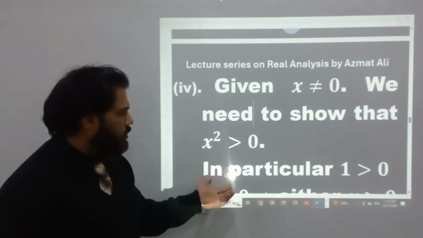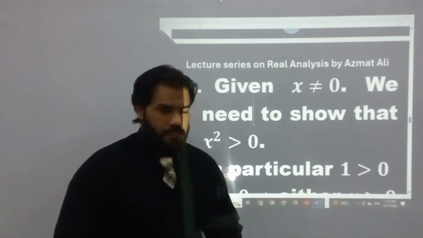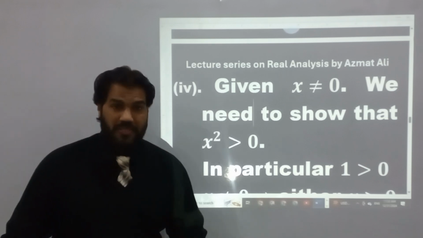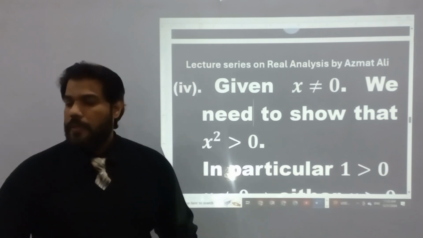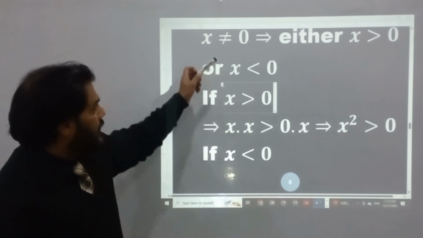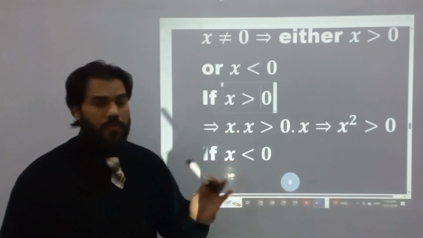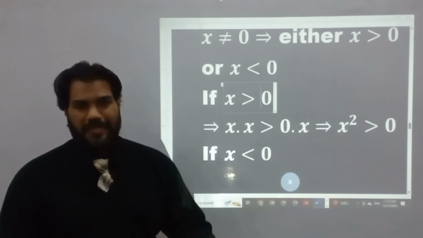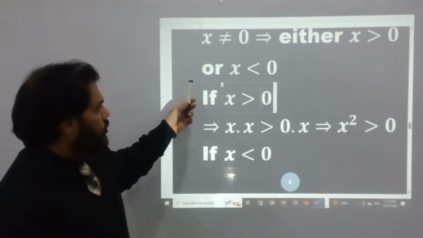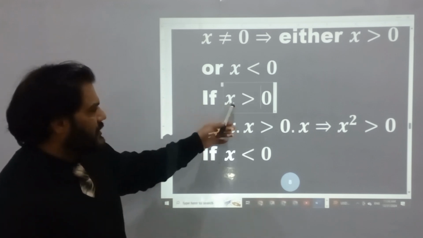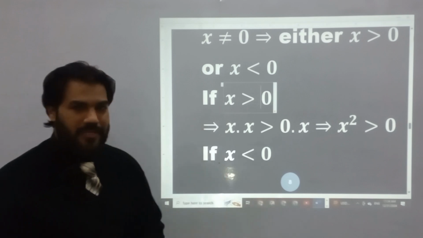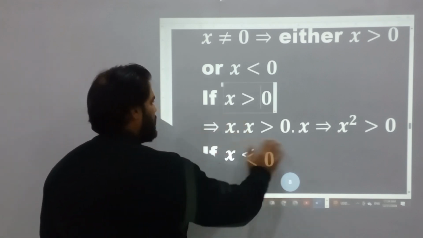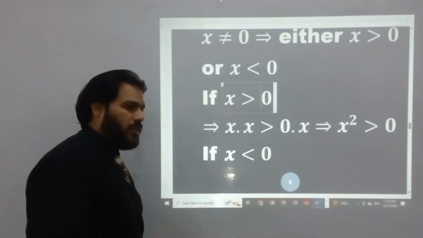In particular, we have to show that 1 is also greater than 0. So here we will consider two cases. It is given that x is non-zero. When x is non-zero, it means either x is greater than 0 or x is less than 0. So consider the first case, when x is greater than 0. Because x is greater than 0, multiply this inequality with x itself. The sign of inequality will not change here.